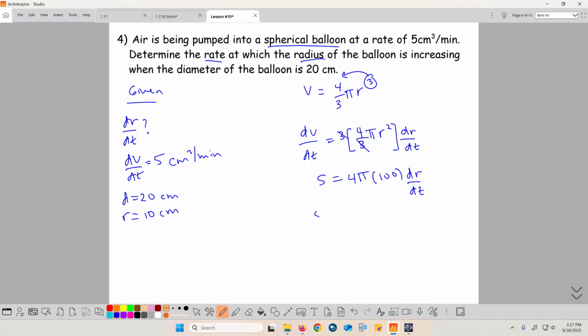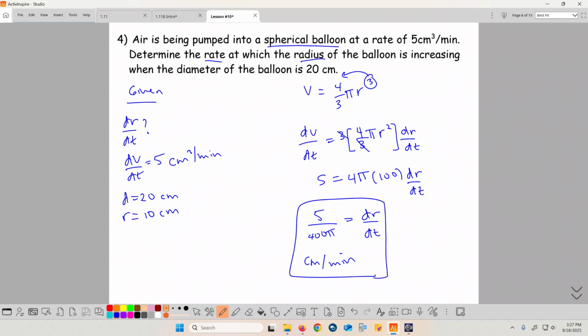If I divide this to both sides, I get 5 over 400 pi, and that will leave me with dr/dt. And this could be simplified, but remember in FRQs, there's really no need to simplify. So feel free to leave your answer like this. Now let's just talk about the unit real quickly here. The unit would be centimeters per minute. So it's kind of important here always to get that unit. You hear me mention it over and over again.